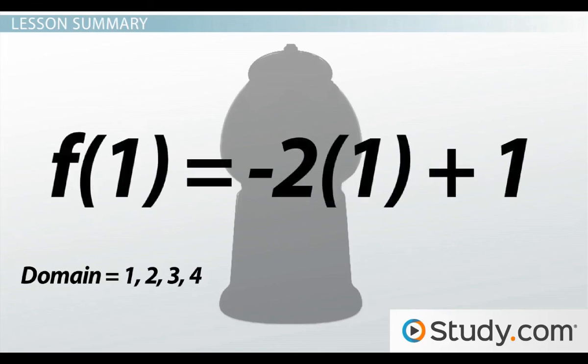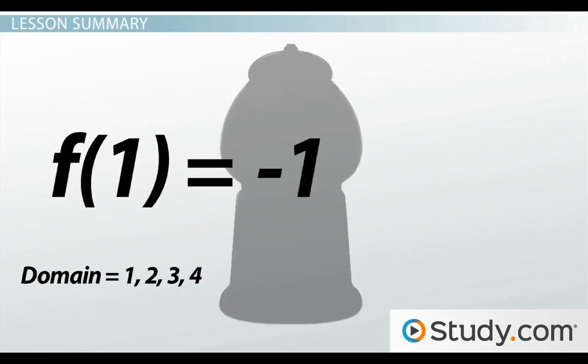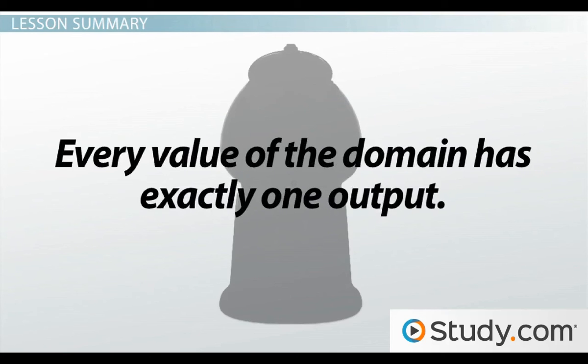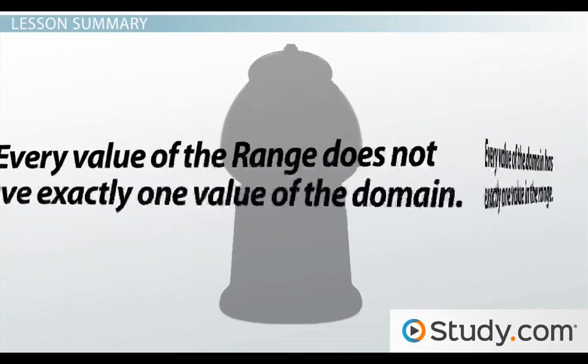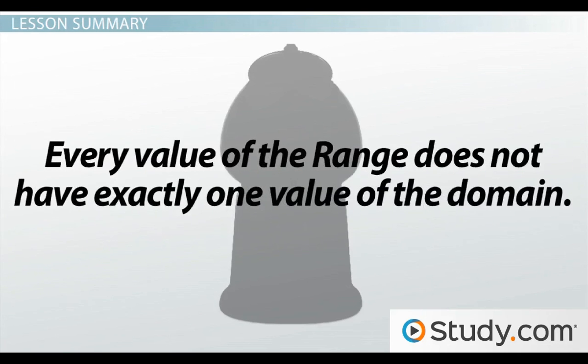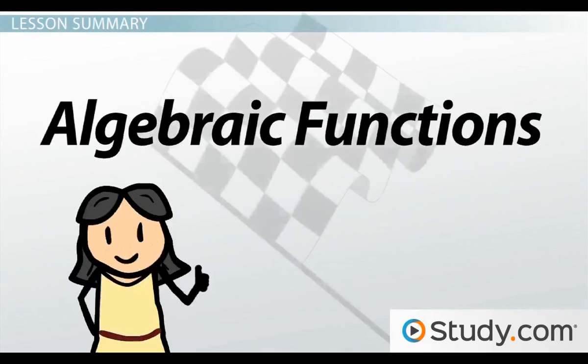If we evaluate the function, we input the values into the expression, f of 1 is equal to negative 2 times 1 plus 1. F of 1 equals negative 2 plus 1. F of 1 equals negative 1. Remember, every value of the domain has exactly one output. Every value of the domain has exactly one value in the range. Thinking in the other direction, every value of the range does not have exactly one value of the domain. But that's another story. Right now, we're finished with algebraic functions.